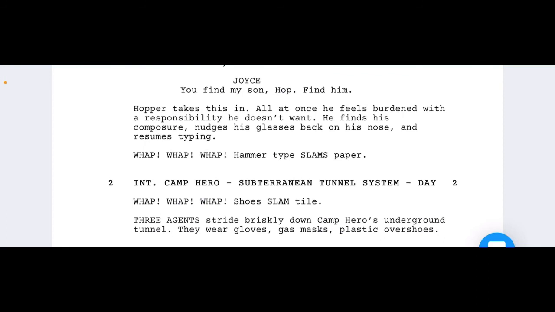So Hopper takes this in all at once. He feels burdened with responsibility he doesn't want. He finds his composure, nudges his glasses back on his nose, and resumes typing. So at the end of the scene, Hopper seems to take on board that this could be serious. And he's nervous about that. But then he clicks into work mode, and he's going to do something about it. And then it ends with whap, whap, whap. Hammer type slams paper. So yeah, he's back to work.